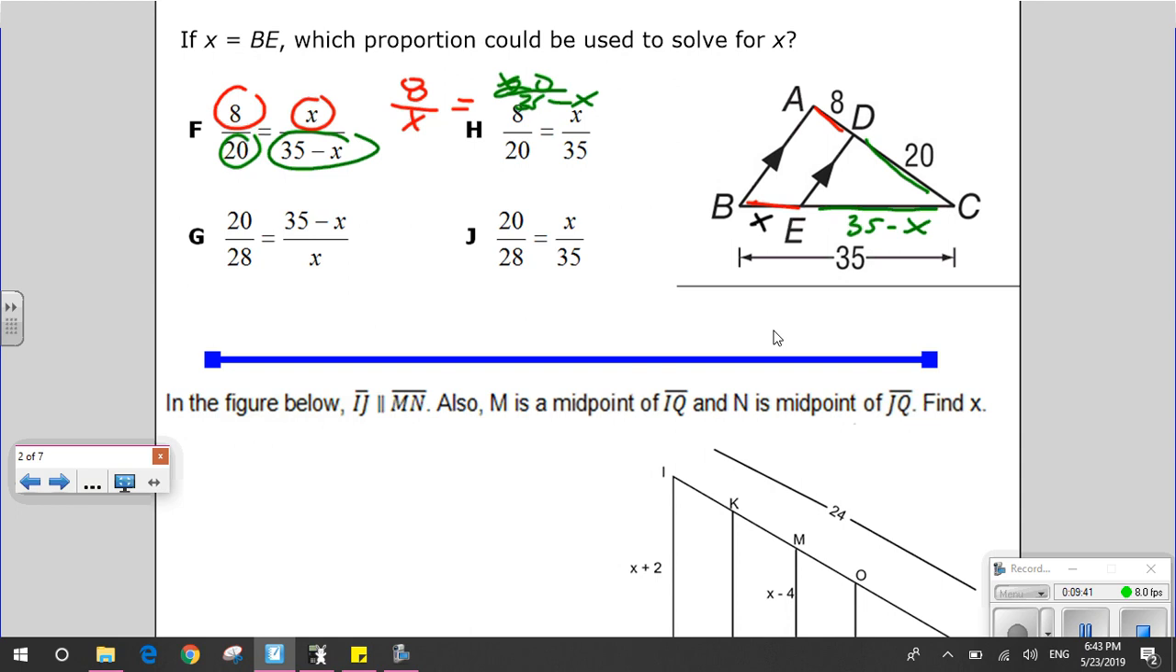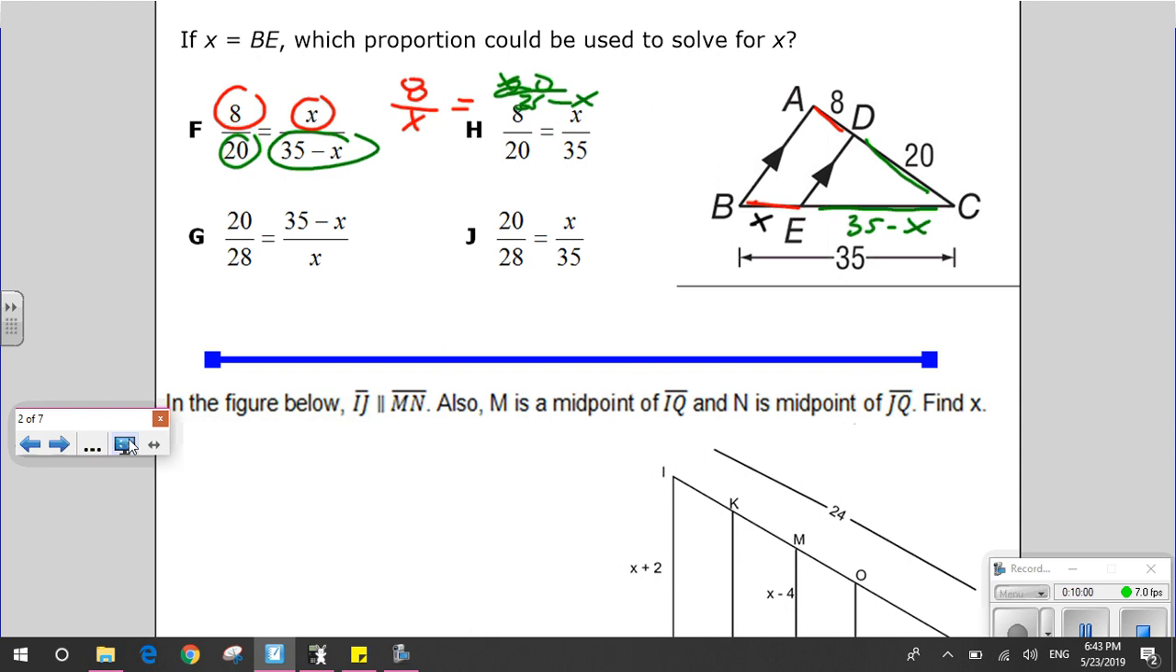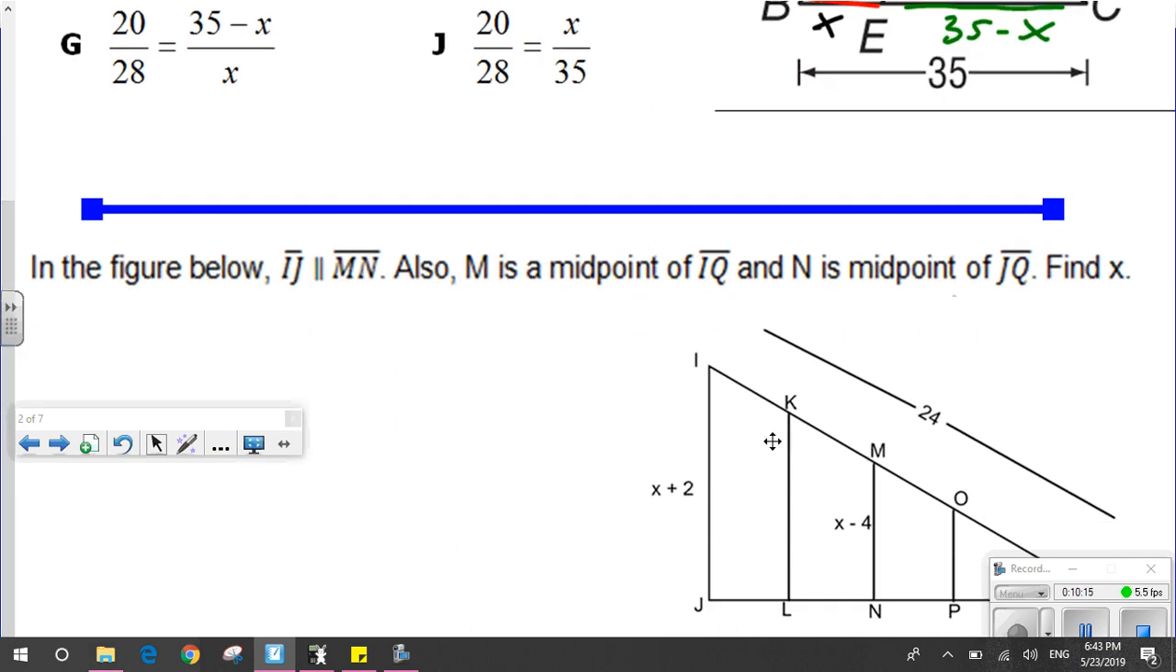Where's my scroll? I should be able to scroll down. I can't see my whole page. Not the look I was going for. But there we go.